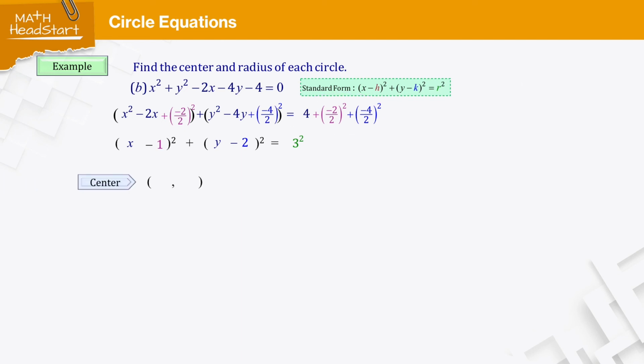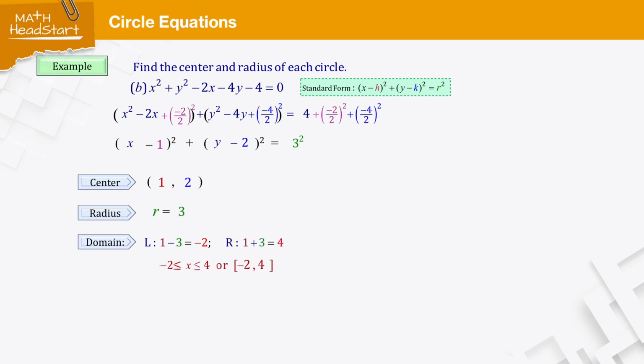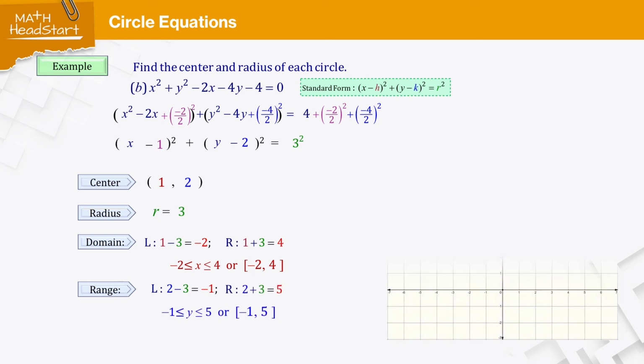The center is at 1, 2. The radius r is 3. To calculate the domain, we use the x value at the center, which is 1 in this case, and the radius 3. For the left limit, we have 1 minus 3 to get negative 2, and 1 plus 3 to get the right limit of 4. Likewise, to calculate the range, we use the y value at the center. 2 minus the radius 3 to get negative 1 for the left limit, and 2 plus radius 3 equals 5 is the right limit.